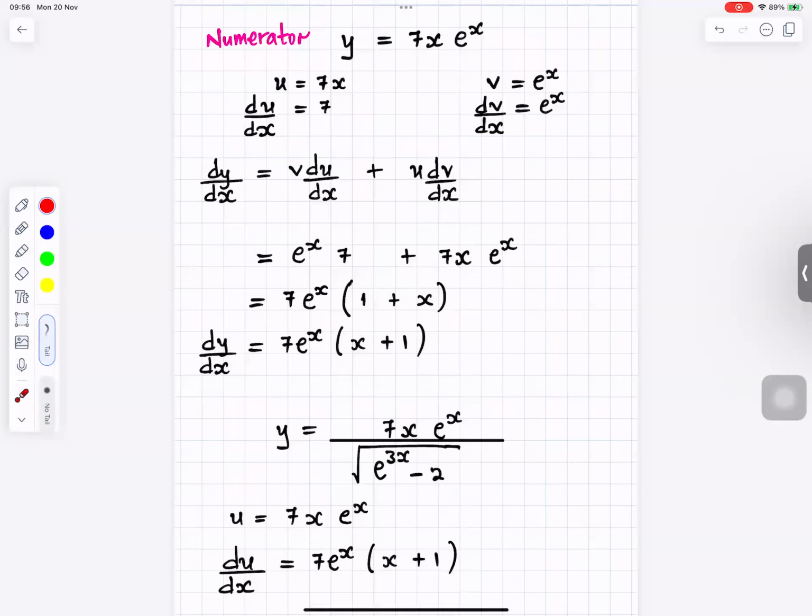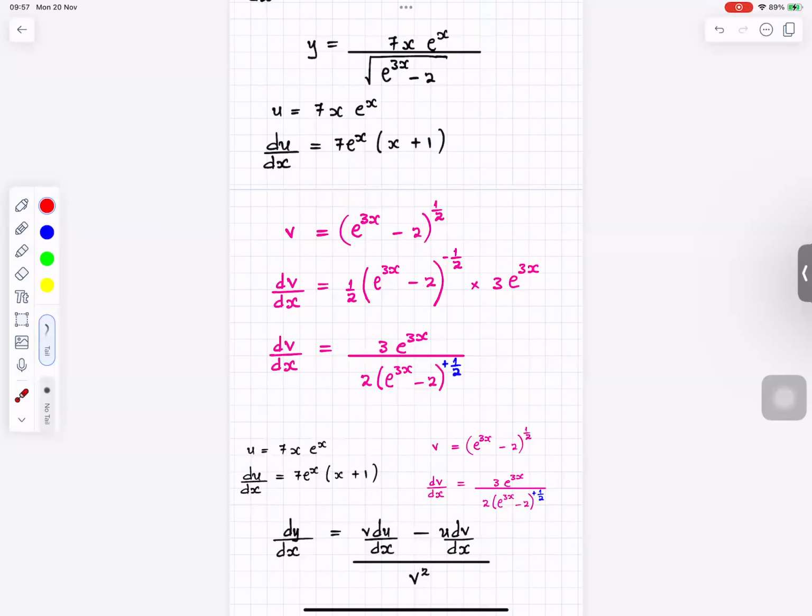Now, we move to the next part. So we had our numerator 7x e to the x, which was our u. And we know when we differentiate it, we get this 7e to the x bracket x plus 1. The reason why we factorize it like this is because the answer needs us to do it that way. So we need to arrange it to get to that answer.